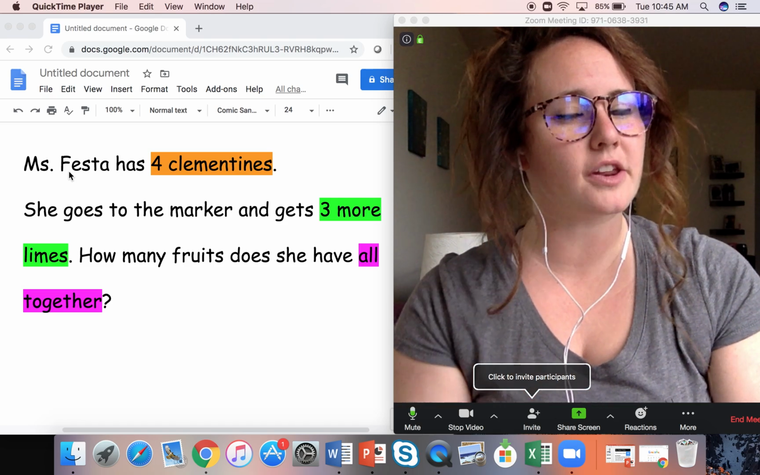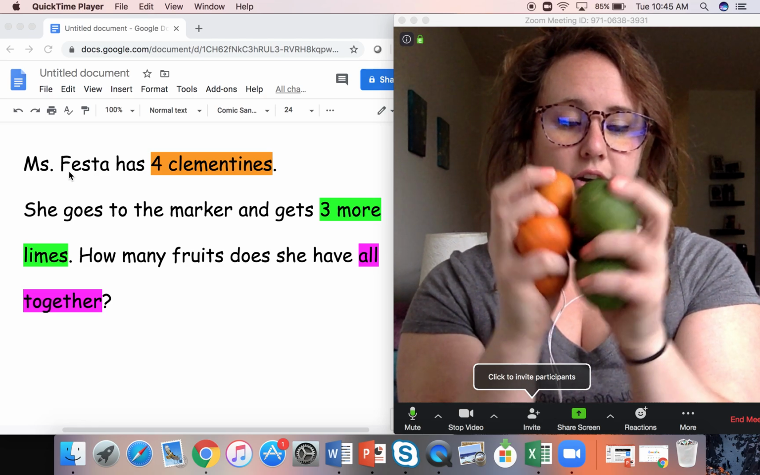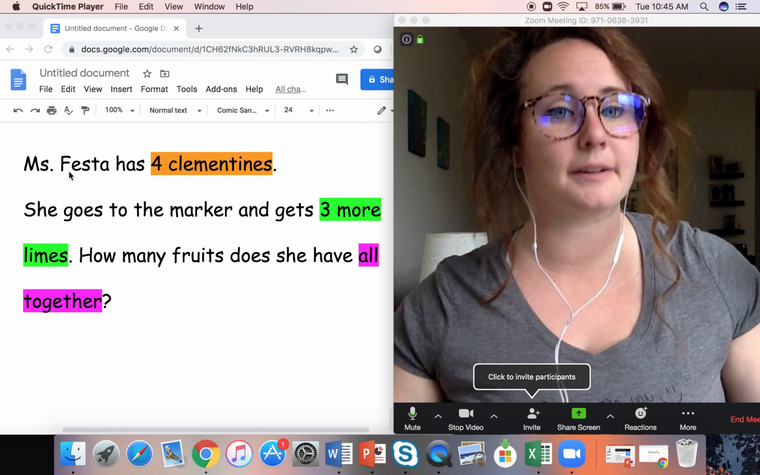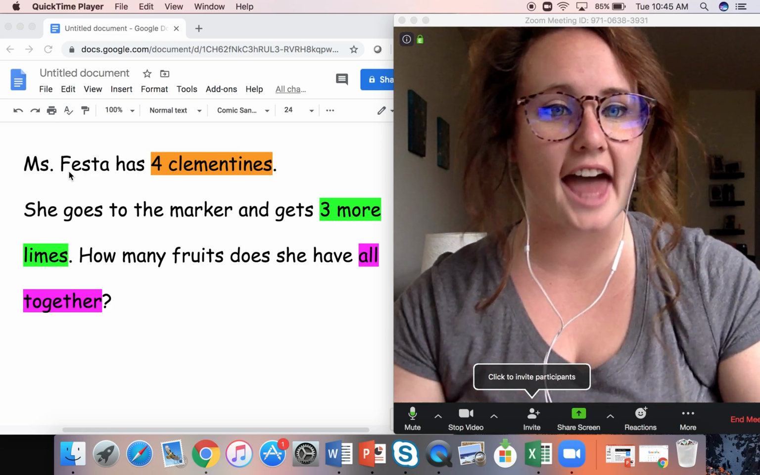So what do you think? What do you think all together means? Should I be putting my fruit all together and adding them up? Or should I be taking them apart and subtracting them? I think all together means adding them together.